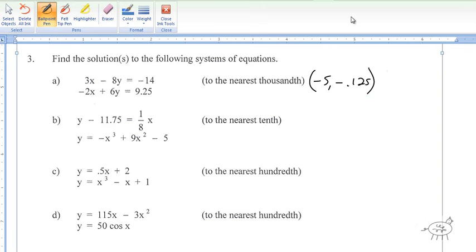Okay, now this one's a little more complicated, right? The reason it's a little more complicated is because it is not set up nicely, and it's quadratic or cubic, and you can't just solve for everything here. There are a couple ways to do this problem. Okay, so let's talk about actually both ways that we're going to do this.